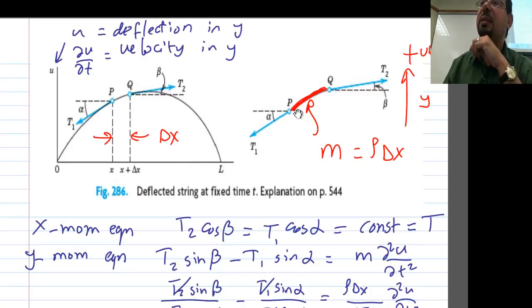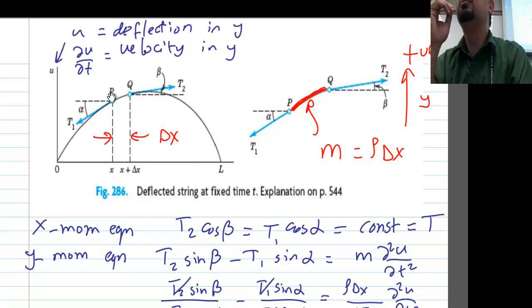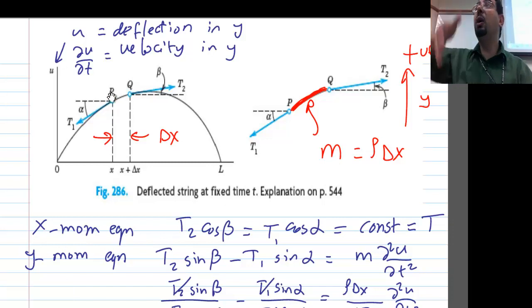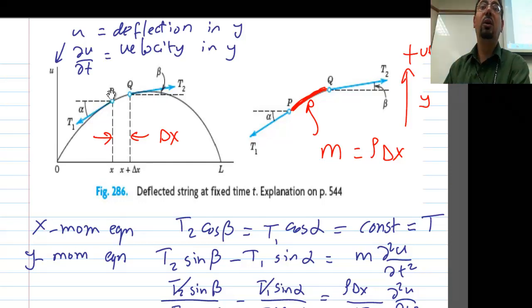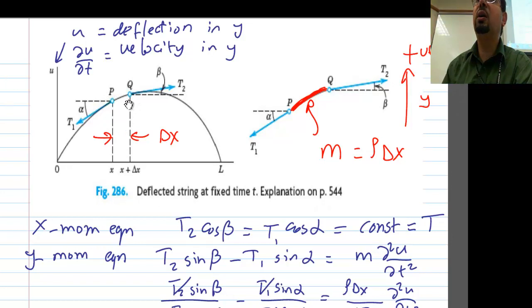So here is the piece of wire. He's making a piece of the string. The mass is the density per unit length times the length of this mass. Rho is the density per unit length times delta x. That's the mass. And the momentum equation can be written in the x direction and the y direction. You can put the forces in the x direction, you can put the forces in the y direction. Right? So what are the forces?